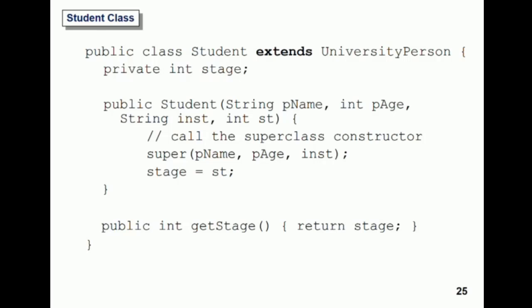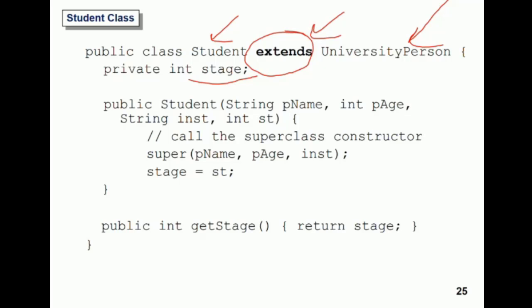So for the Student class, now the Student extends UniversityPerson, and so the Student, by using this extends keyword, is inheriting from Person the name and the age, and inheriting from UniversityPerson the institution name. And now we add anything new we want. So a student has a stage. What stage are they in, for example? So we're adding this new stage variable here.